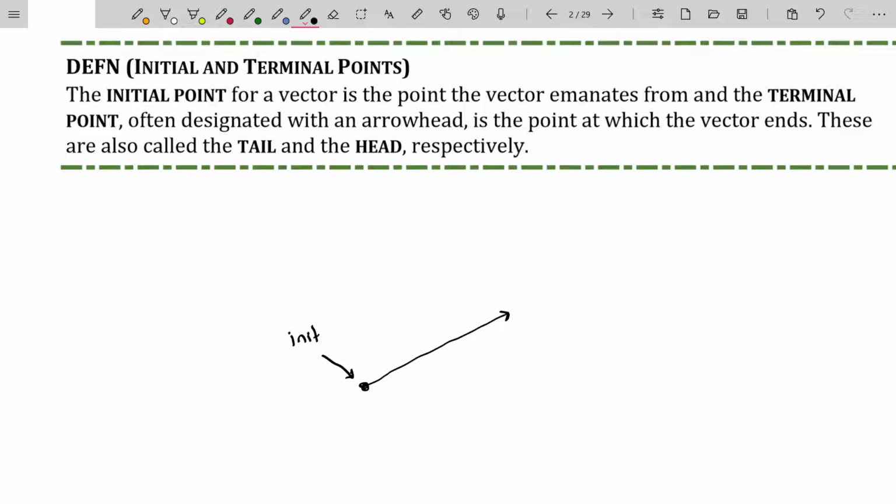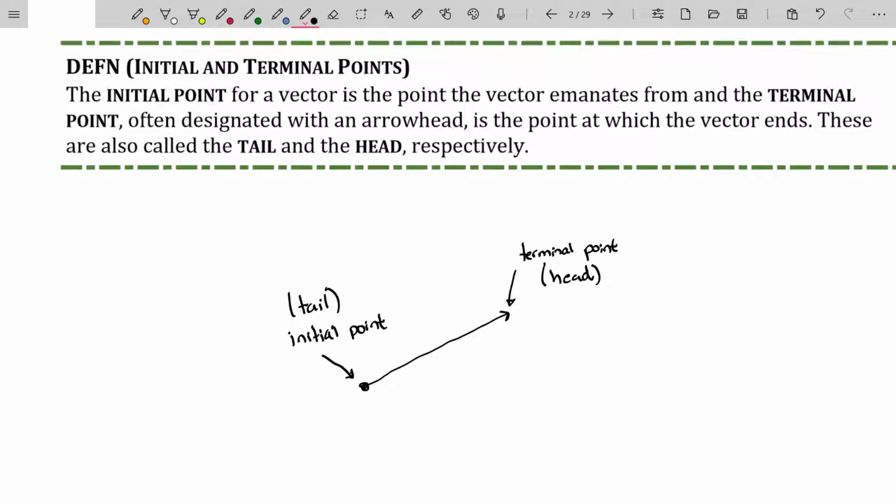I'll just write that in there, initial point. And the terminal point, often designated with an arrowhead, is the point at which the vector ends. So this would be the terminal point here. And a lot of people, you'll see these written as tail and head. So the terminal point is called the head of the vector, and the initial point is called the tail of the vector. I tend to not use the tail-head language, mainly because that's not the way I learned it, but that's okay. You could use tail, head, all that fun stuff.